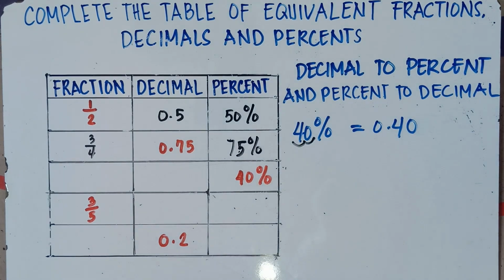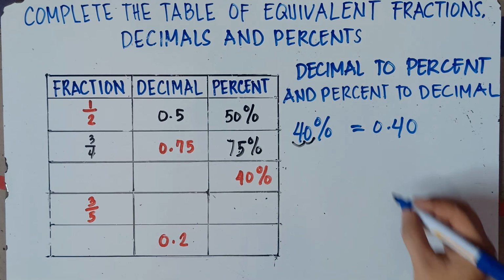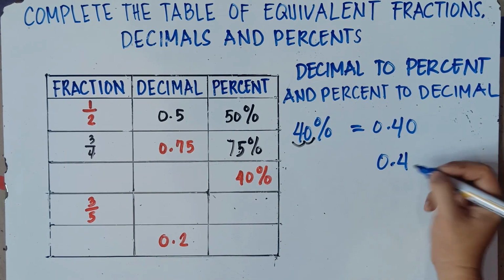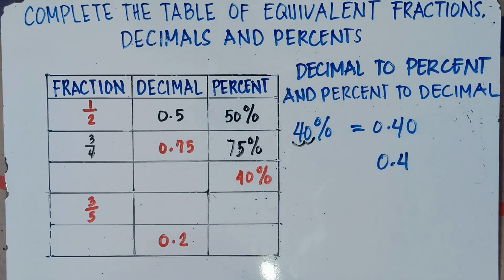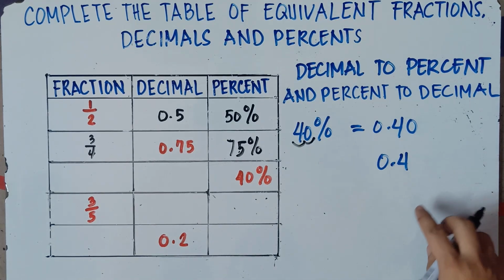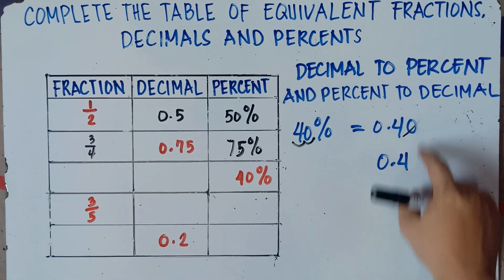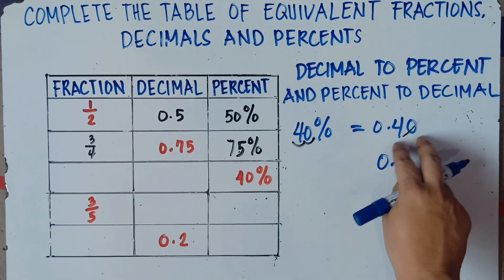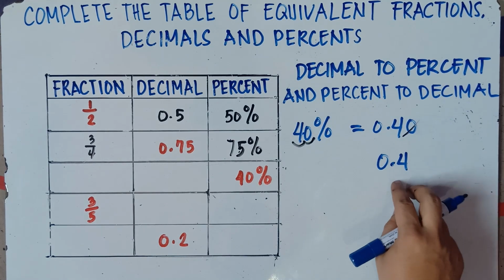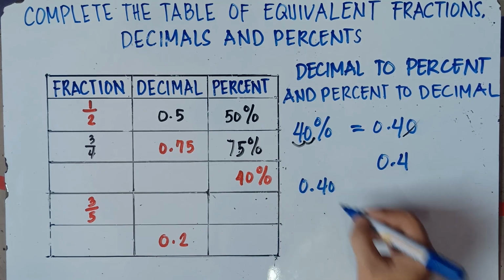Now, question, sir, can I just write 0.4, sir? Is this the same? 0.4, sir, is just the same as 0.40. Yup, class, that's actually the same. If the last digit is 0, we can just simply eliminate the 0, class. This is just the same, class. Let's check, class, by converting 0.40 into a fraction.